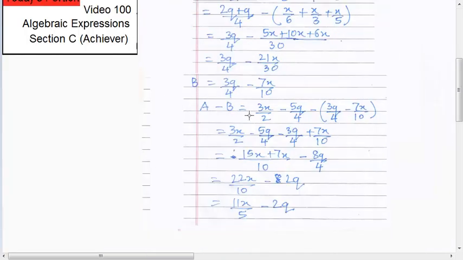So A minus B equals, put the values, 3x by 2 minus 5q by 4 minus this is B, 3q by 4 minus 7x by 10. Solve this: this becomes minus, this becomes plus. Bring the similar terms together. You get 15 and LCM. LCM is 10. So 2 5s are 10. So 15x plus 7x upon 10, and this minus minus becomes plus. 5 plus 3, 8q by 4, that is 2q. Then 22x by 10, that is 11x by 5, minus 2q.